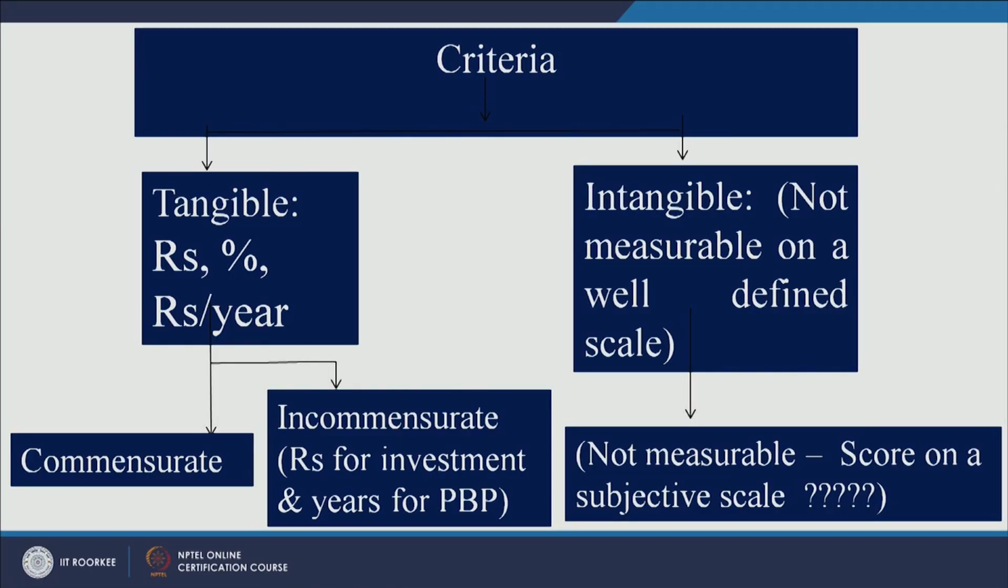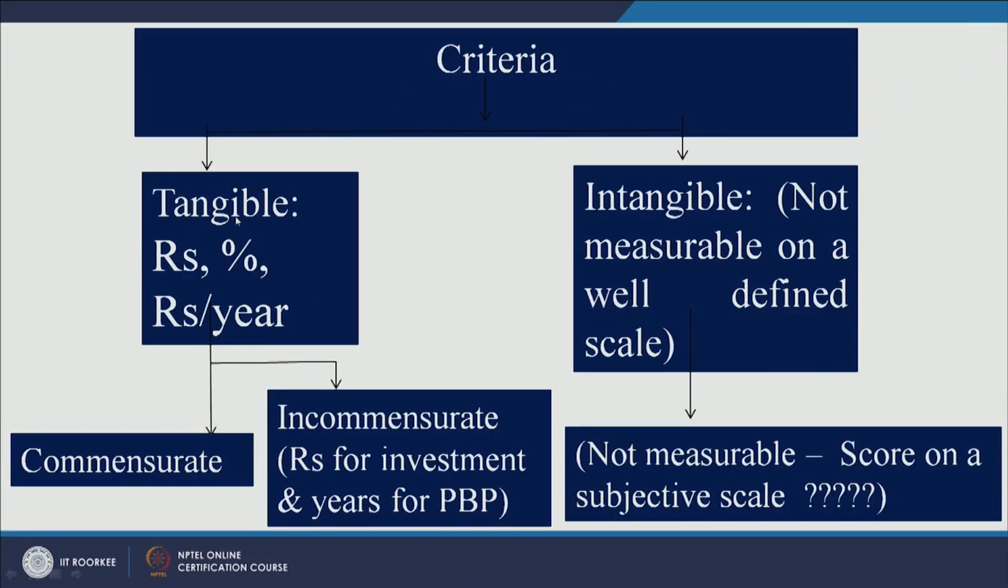For example, how to measure, let us say, the image of the company, right. So, you can have, let us say, a 10-point scale, and then you can ask questions to the customers, and then you say this is the image of the company, right. So, you have got intangible and you have got tangible criteria, right.